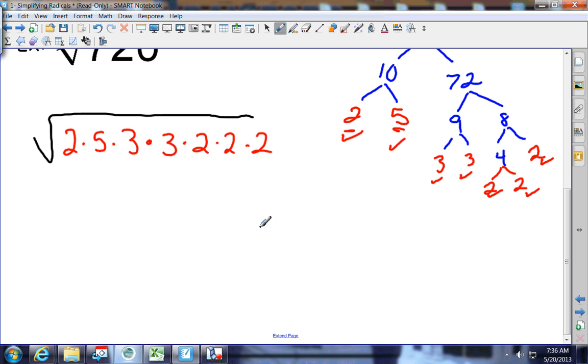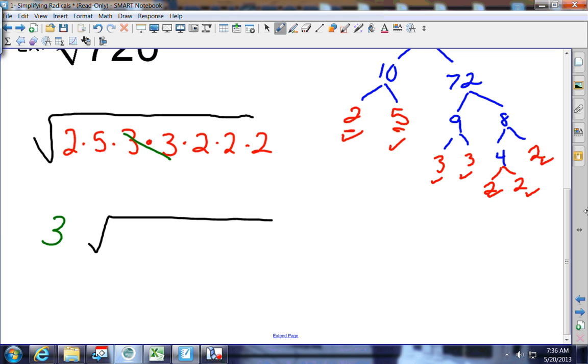You're going to think of this radical sign as a house. Okay, you can only go outside and play if you have a partner. If you have somebody to go outside and play with. Okay? So the 3s, they have partners, right? So these 3s can go outside to play. So a 3 will go outside.